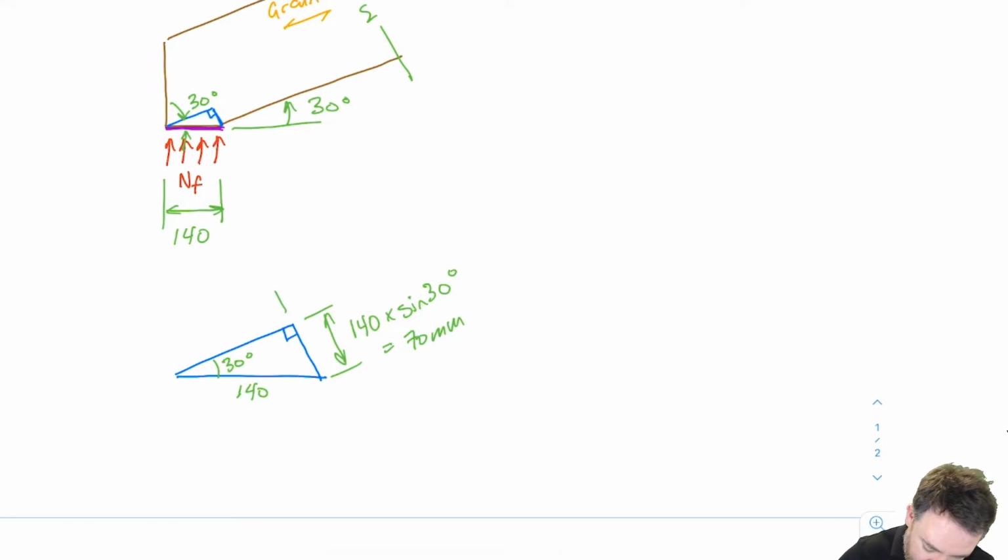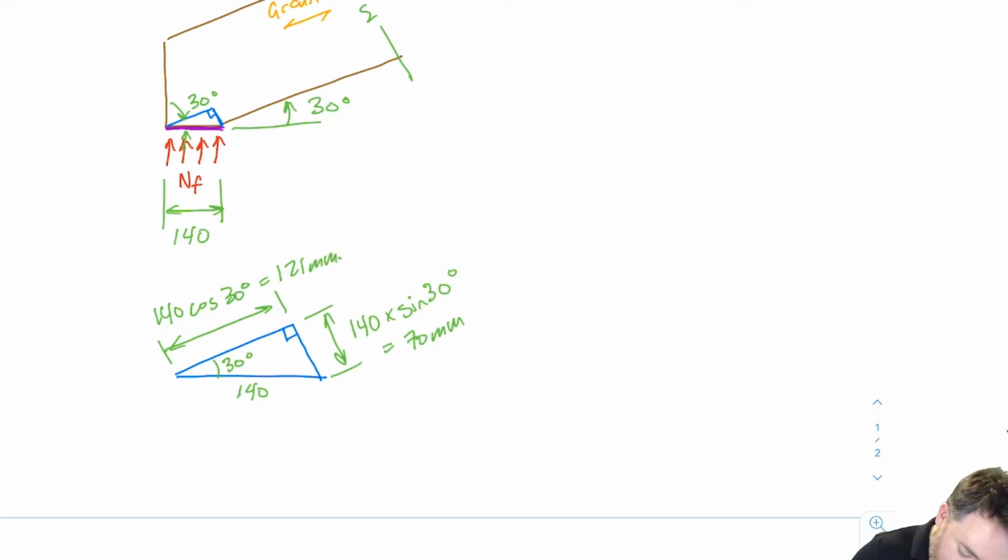And this side here is 140 times cos 30 degrees, which equals 121 millimeters. So we know that this here is 70 millimeters, and this distance here is 121 millimeters.